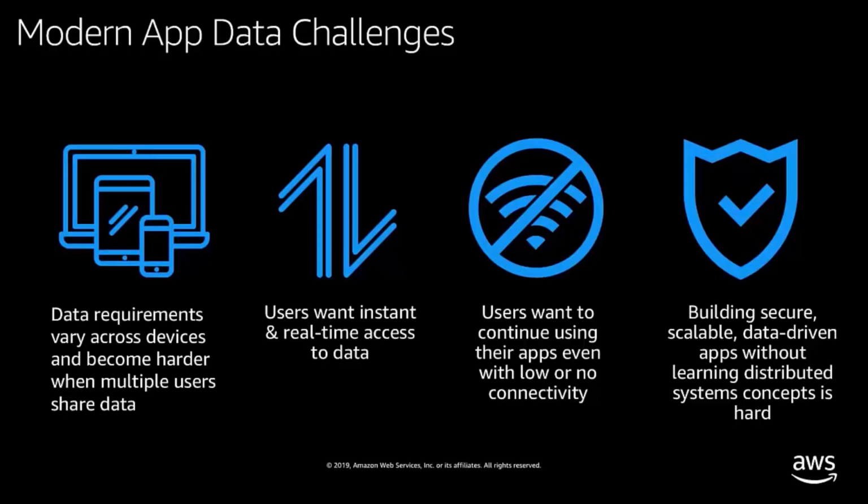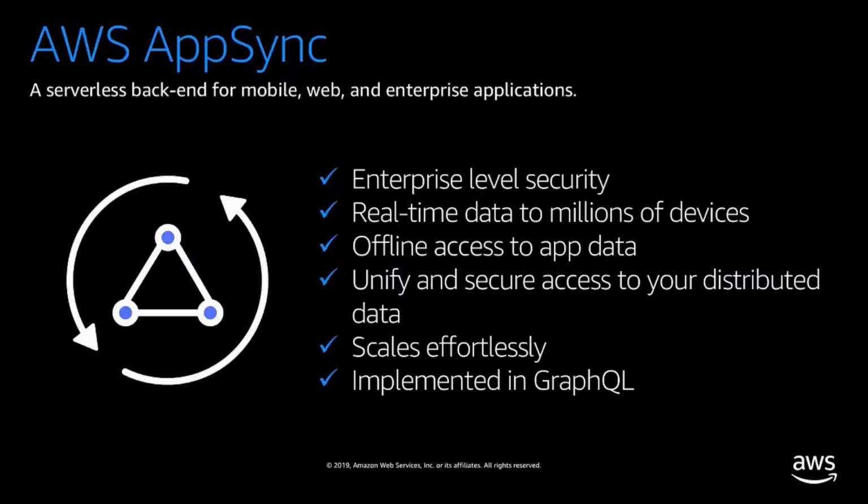So first of all, we're going to talk about AWS AppSync. AWS AppSync, in a quick overview, would be something we would describe as a serverless backend for web, mobile, and enterprise applications. The main features we'll touch on here. First of all, enterprise level security. We have first-class baked-in security for 4 different authorization types for your API. We'll go over all those in detail in just a moment.